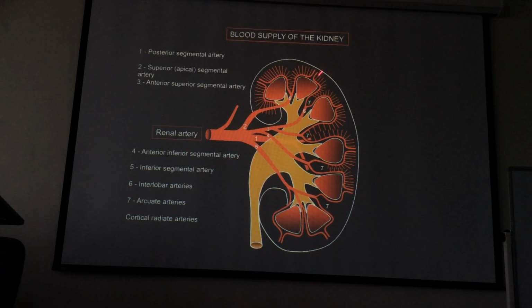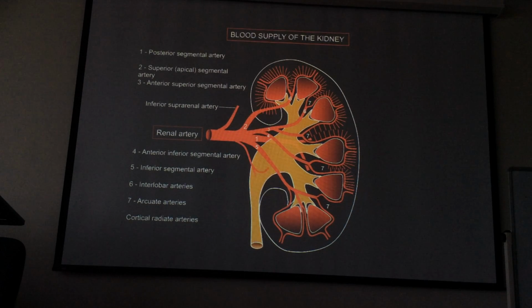Now if someone's cortical thickness is gone, everything is gone. The nephrons are not there, so filtration is stopped. Is this clear? Yes. Now who's this? Inferior suprarenal artery. And this is the pelvic and ureteric branch. So when we talk of the blood supply of the ureter, we can say that the renal artery also supplies the pelvis and the upper ureter.